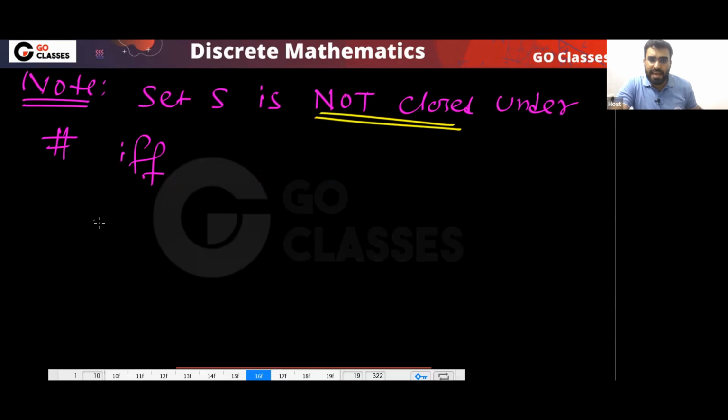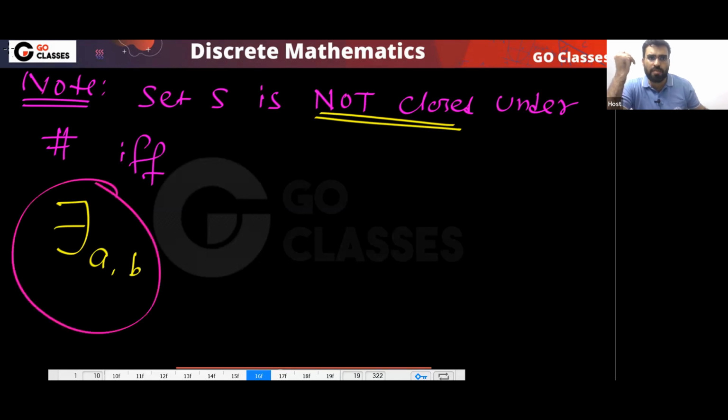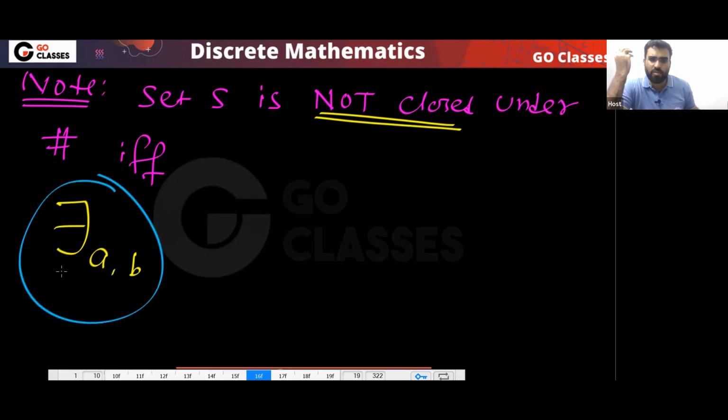It means there exists, this is very important, there exist A comma B. They can be same or different. There exist A comma B, such that A hash B does not belong to S. This is very important. This "there exists" is extremely important.